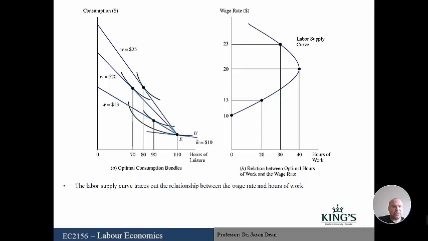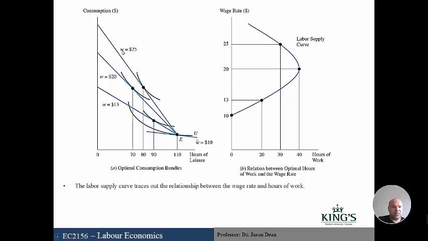Now what happens if the wage increases further to $20? At $20, the person is going to take 70 hours of leisure, and the rest will be hours worked. So that will be 40 hours of work, because 40 plus 70 is 110. So that point corresponds to this. If the wage is 20, the person would work 40 hours.